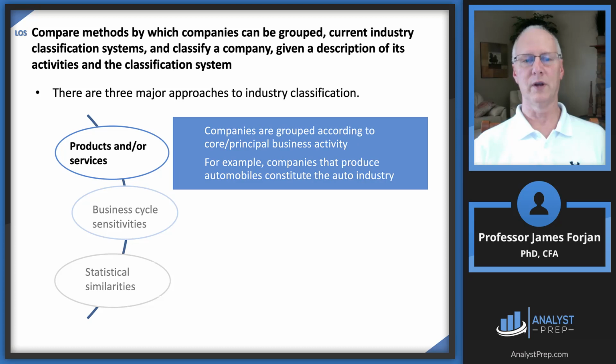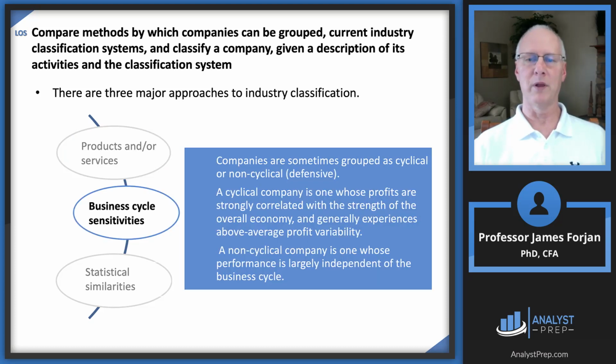So that's relatively straightforward. A little bit more complex way to do this is through business cycle sensitivities. And this is defining businesses and industries as either being cyclical or non-cyclical. One of the issues about this is, when you identify cyclicals, you have to define the cycle. Does the cycle last 3 months? Does it last 3 years? That's always a challenge.